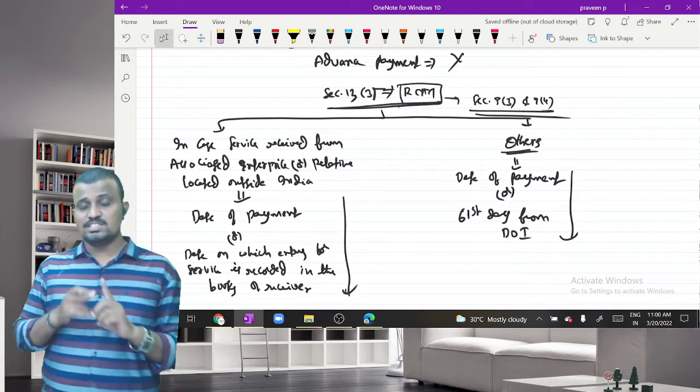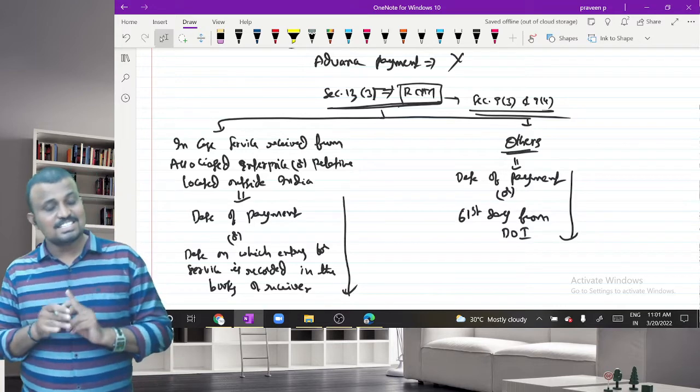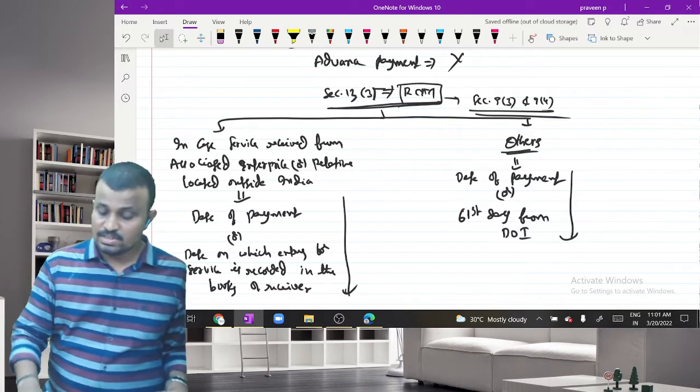Okay, section 12 is relating to what? Time of supply in case of supply of goods. Section 13 is relating to what? Time of supply in case of supply of services.